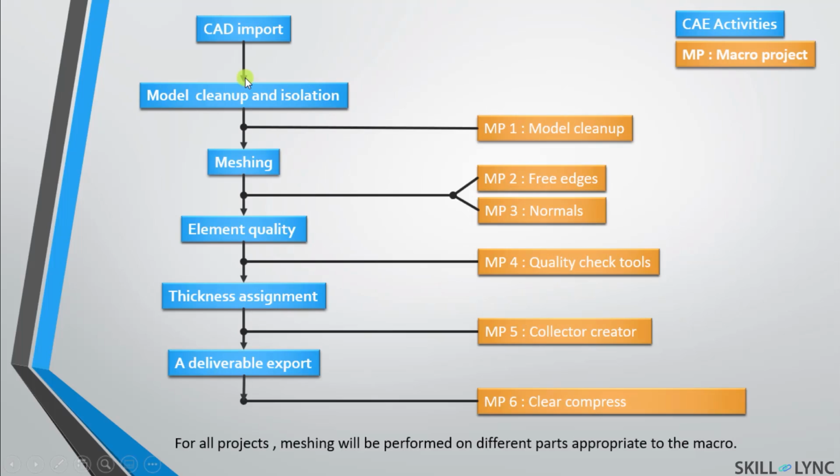Just imagine this, that you have a model. The given CAD model comes from the designer. Then all you have is a blank Hypermesh window. So let's take it from there. Your first step will be CAD import.